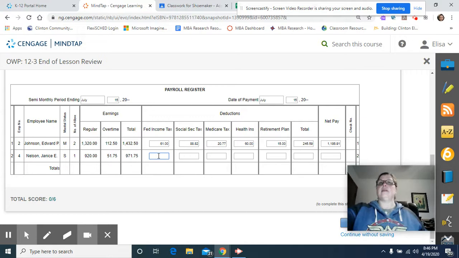She's got $971.75. So this is on the table on page 353. She is $975. And how many allowances does she have? She has 1 allowance, so $975. She should have $76. Yep, 76 taken out of her paycheck. So again, we're using the tables in the textbook to determine the federal income tax on 353 and 354. And then we need to do the math again.